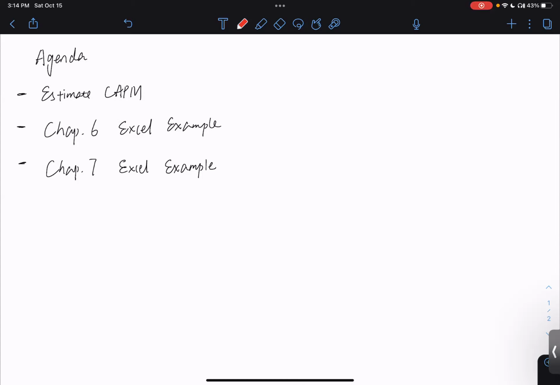And then I will go back to what we just covered in the first part, estimate CAPM using Excel. So I classify it as chapter 7 Excel example. It's basically about using real data and to estimate CAPM model in Excel. So let's get started.